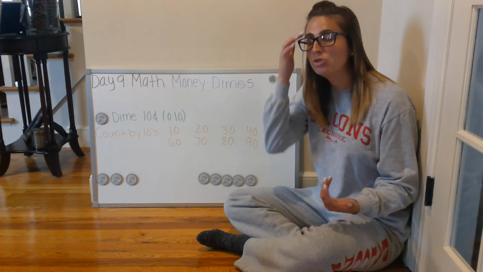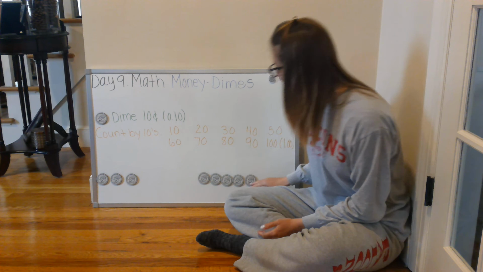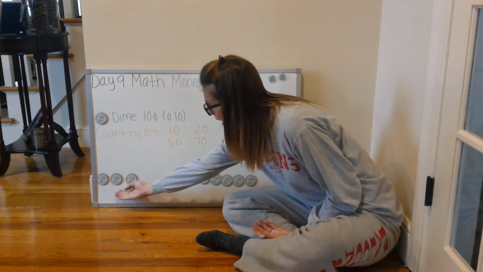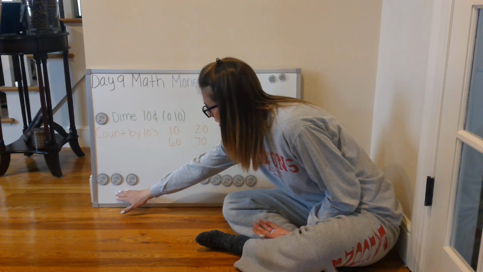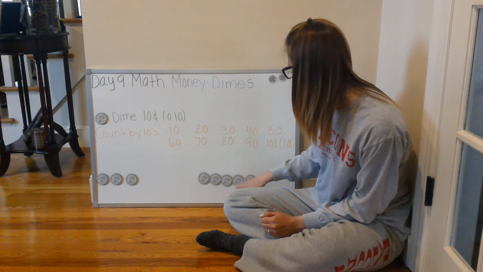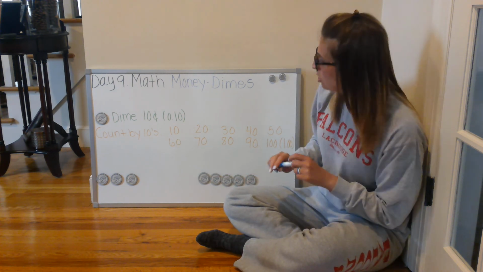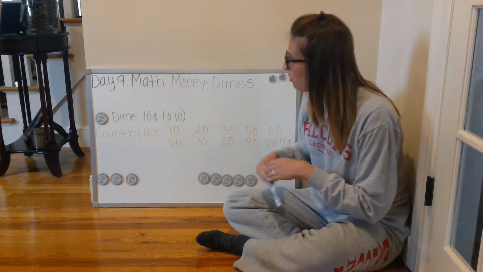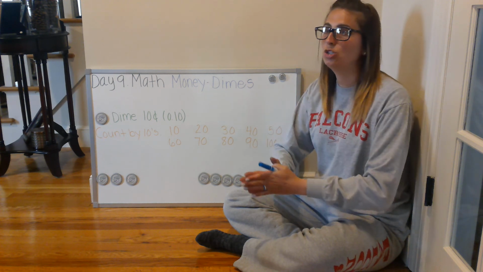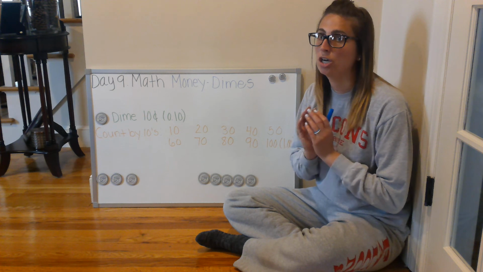Also, it equals $1. So I have two problems that we're going to work with together. We're going to determine how much 3 dimes is worth and how much 5 dimes is worth by counting by tens. Okay? So everything that we're going to work with today is a dime, so we know that everything is going to be worth 10 cents. So we have to count by tens in order to get our total.